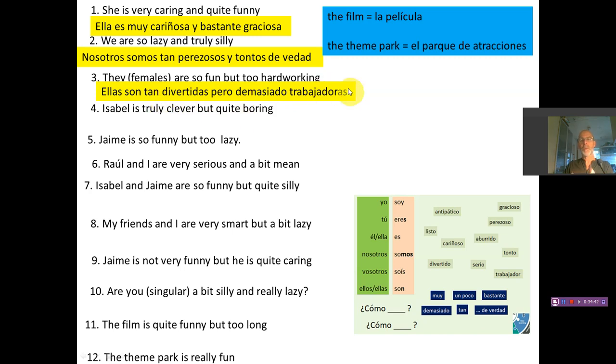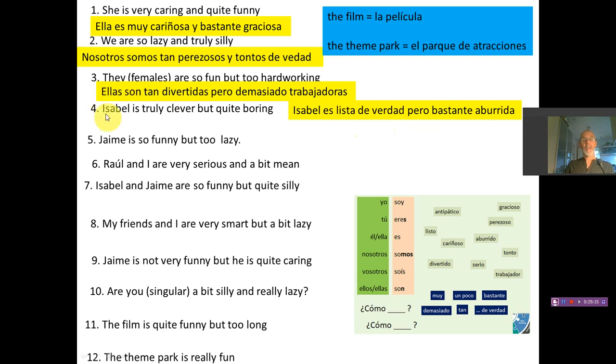Actually, that's not quite right. It should be trabajadores. No, it is correct. Trabajadoras. I need to check that. Isabel is truly clever but quite boring. Isabel es lista de verdad pero bastante aburrida. Okay, so we got lista de verdad, really clever or truly clever, but pero, quite boring, bastante aburrida. Feminine, because we're talking about Isabel, lista, aburrida with the A on the end.